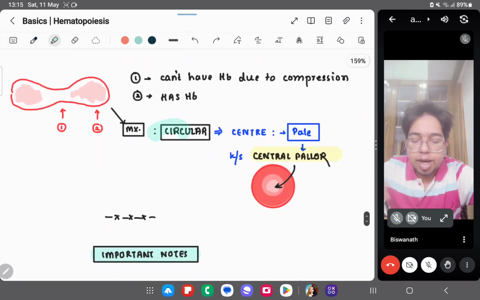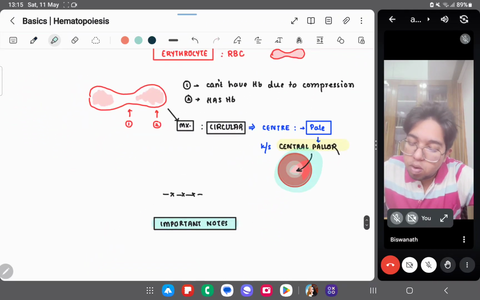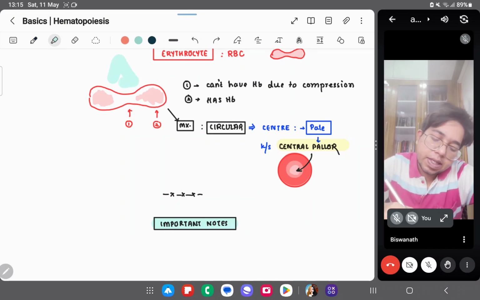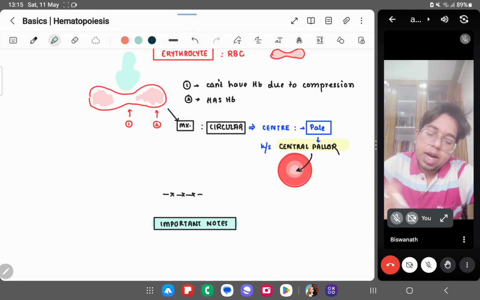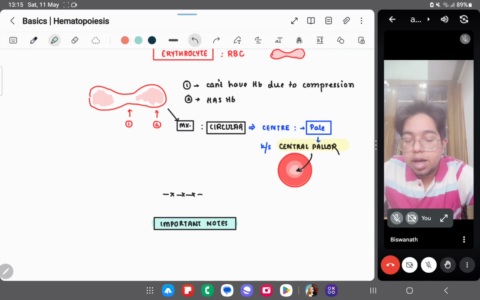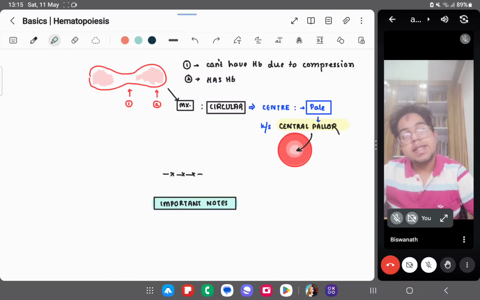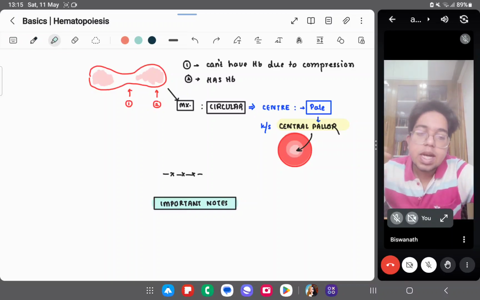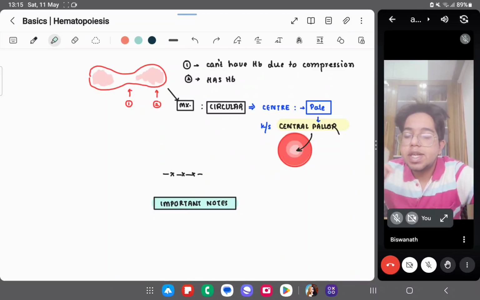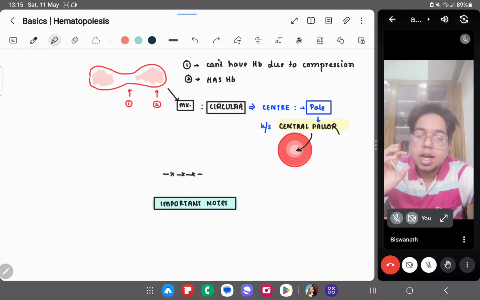If you see it under the microscope, it will appear circular. If you are looking from the top, at this angle, it will have a circular shape, and the center will be pale. It is called the central pallor. The central pallor is important from the diagnostic point of view, because if it is a spherocyte, for example in the disease called hereditary spherocytosis, there you will find spherocytes. Spherocytes will not have the central pallor because the RBC there is spherical, so uniform distribution of hemoglobin will occur.